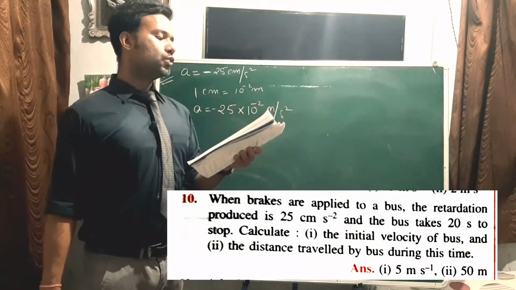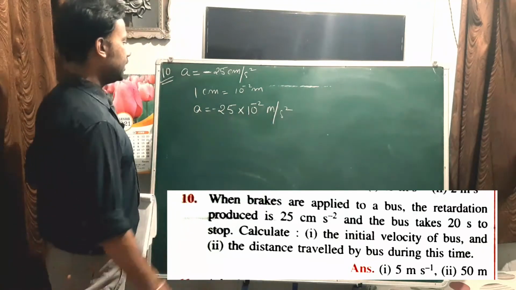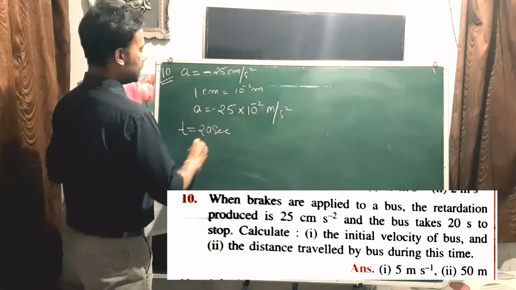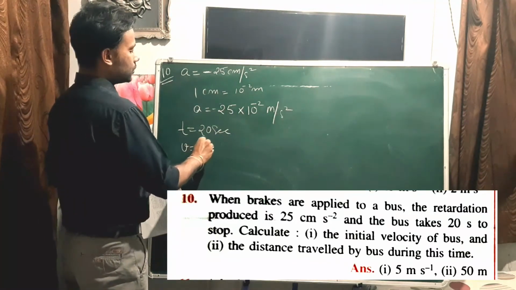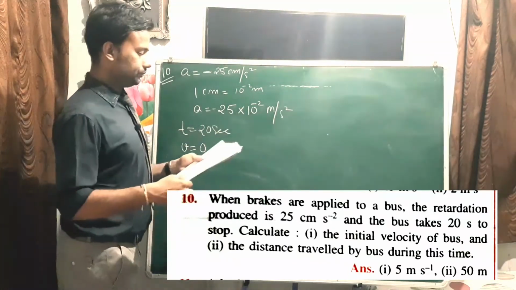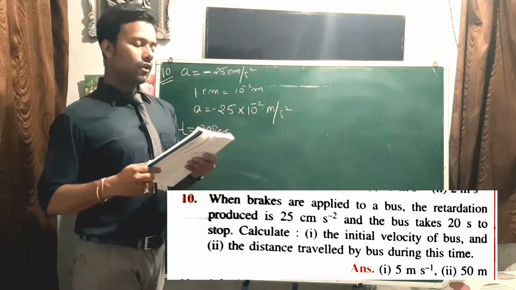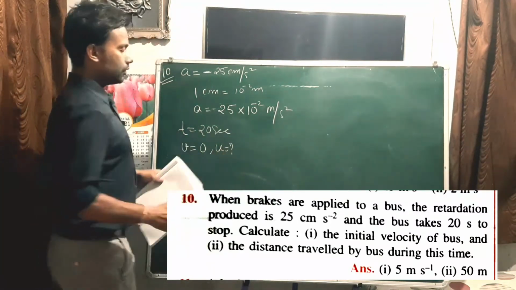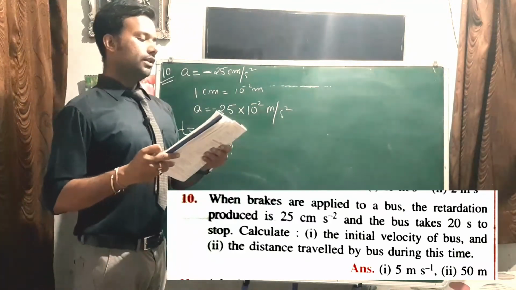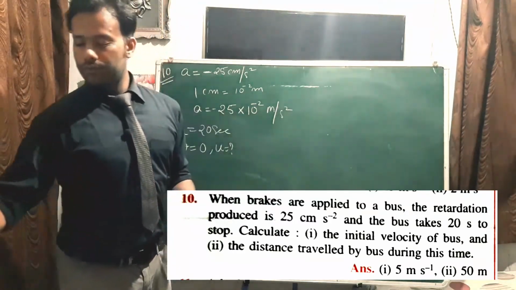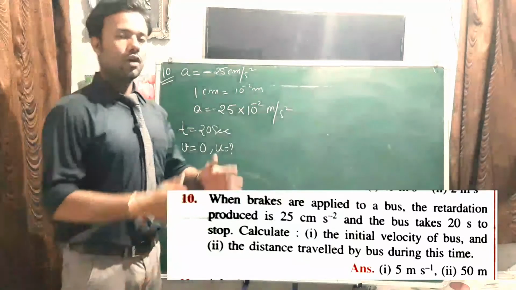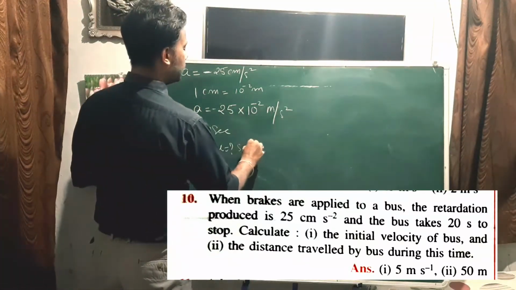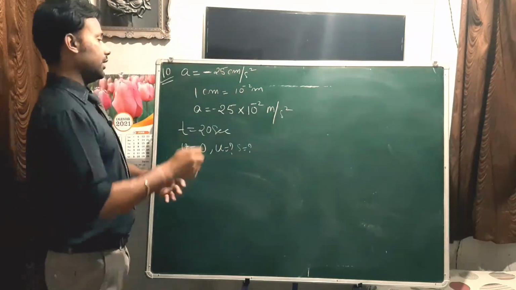And the bus takes 20 seconds to stop, right? The time taken by the bus is basically 20 seconds, and because it gets stopped, obviously v will be 0. The initial velocity of the bus, we have to find u here, and the distance traveled by the bus during this time. So before the bus gets stopped, what distance is traveled? So S we have to calculate.